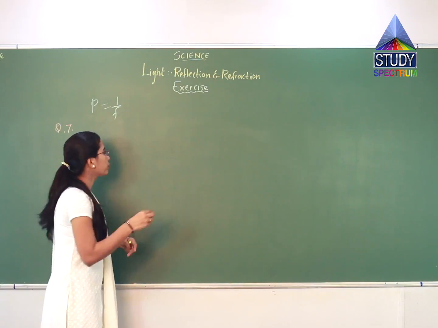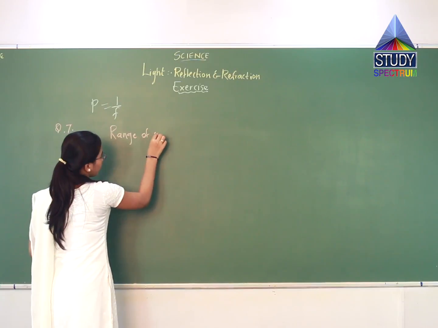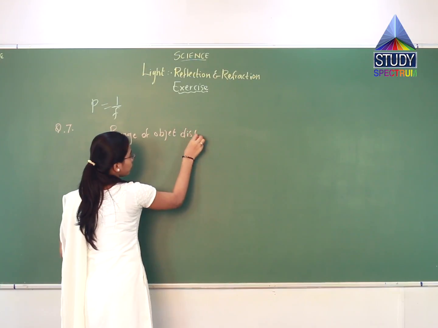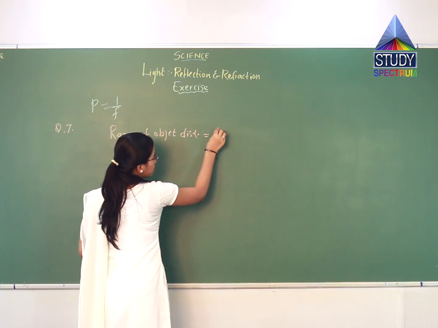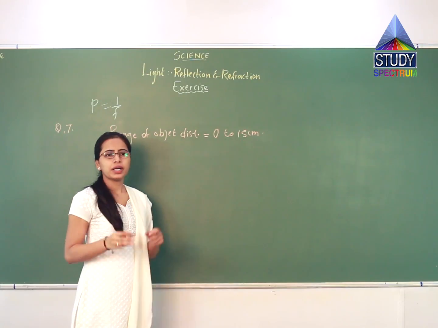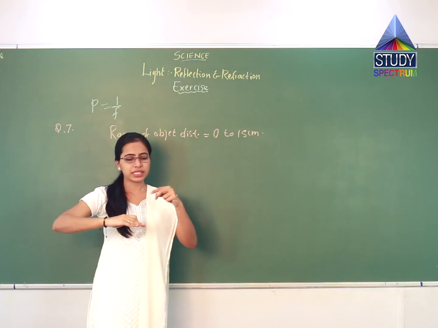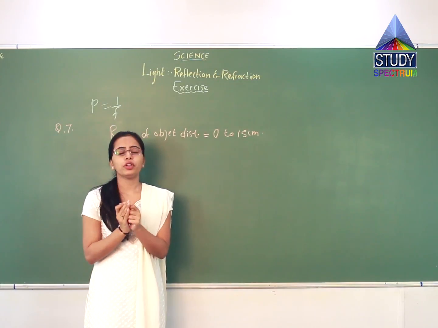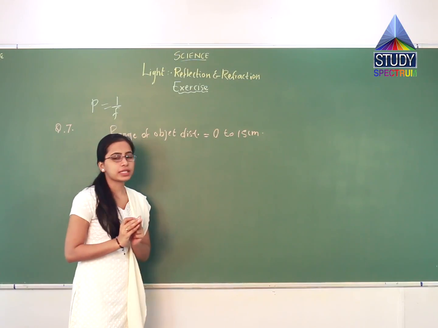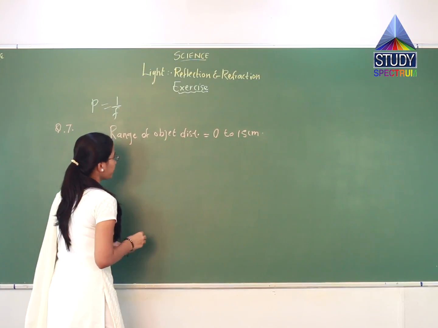Now here the range of the object is given as between 0 to 15 centimeter. Now we have to remember, we are taking a concave mirror, so an erect image is formed when the object is placed between the pole and focus, and obviously here the image formed will be a virtual image. So let us see.